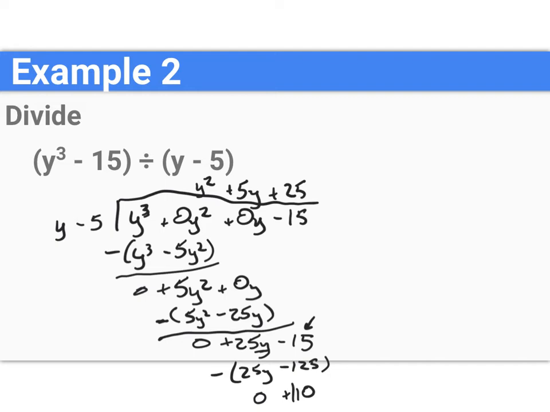So y cubed minus 15 divided by y minus 5 is y squared plus 5y plus 25 plus 110 over y minus 5, which was left over. And that is our answer, believe it or not. And this is how we divide polynomials.